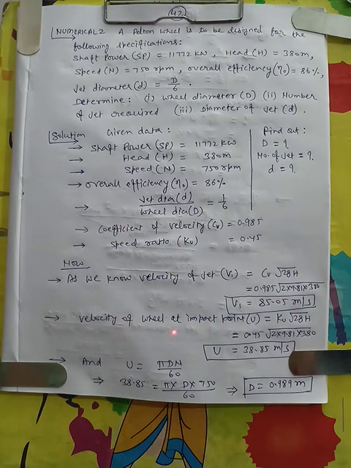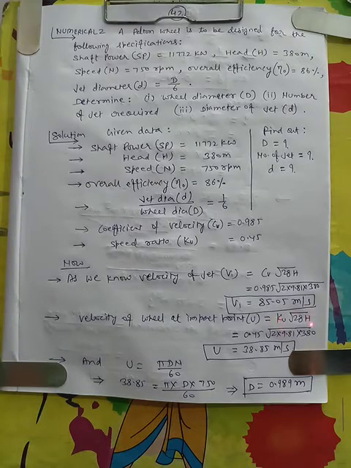And the velocity of the wheel at impact point. We know that the velocity of wheel is given by Ku root 2gh, where Ku is the speed ratio. The speed ratio is U by root 2gh, as we saw in the important points related with the Pelton wheel at the starting of class. So U will be Ku root 2gh. Ku is given in the question as 0.45.